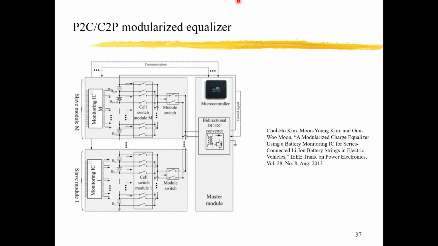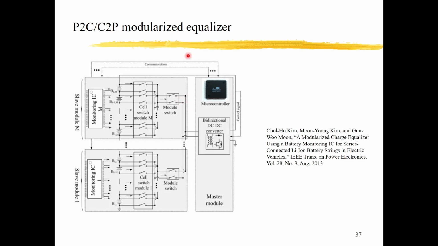So we increase the voltage, and when we increase the voltage level, it is getting more difficult to achieve the direct cell to cell energy transfer. It is getting more difficult. So the hierarchical or modularized equalizer will become required.